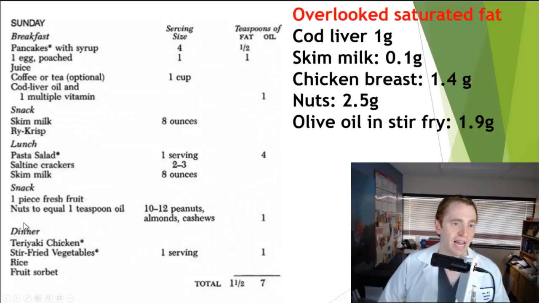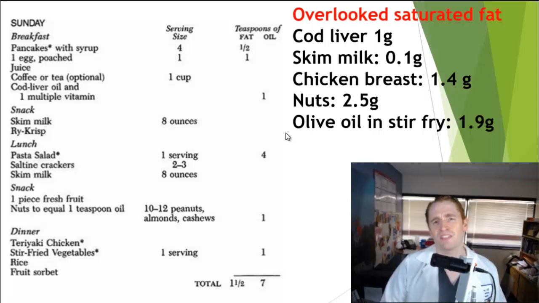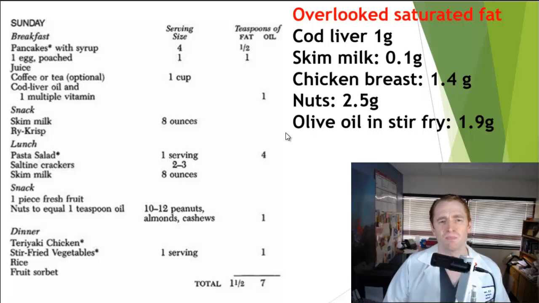Now, this is sort of what you could eat in a day on the Swank diet. This is just one example. So breakfast: you could have pancakes, one poached egg, coffee or tea, skim milk as a snack, etc. And one thing to note is he really only counts the saturated fat in fatty meats, eggs, and fatty fish, and he really overlooks a lot of saturated fat. So when you think about 15 grams per day, that seems really, really strict, but probably his patients were consuming much, much more than that.